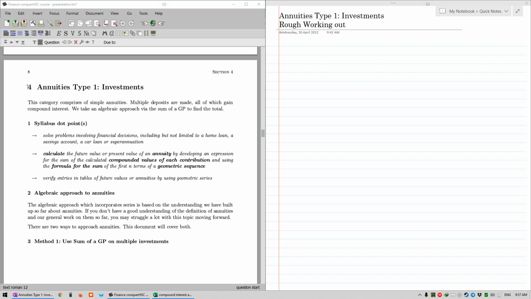Welcome to lesson 4 in the quote unquote holiday course of finance. So let's get started. Today we'll be covering investment style annuities.